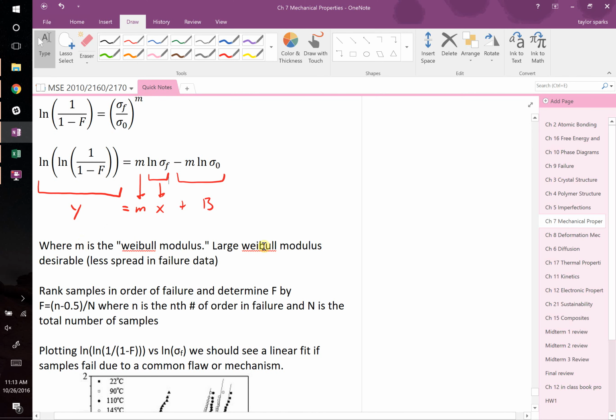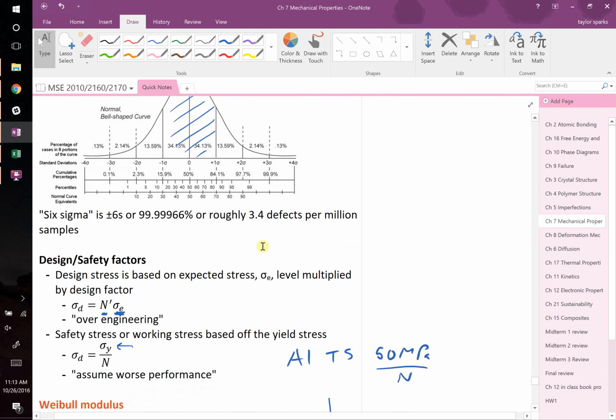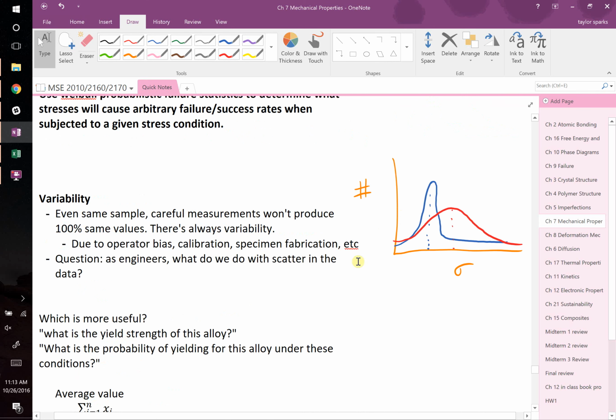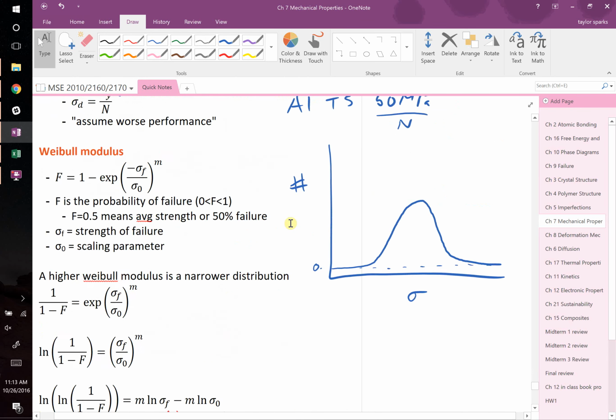Weibull modulus m, a large Weibull modulus is desirable because that means that there's less spread in the failure data. So for example, if we go back here to the two plots we saw, this one that had a very low spread, they were all pretty narrowly clumped together, that would have a higher Weibull modulus than the red data set, which would have a lower Weibull modulus. Generally, it's very desirable to have a low spread because it's easier to design around it. I'll show you why in just a moment.